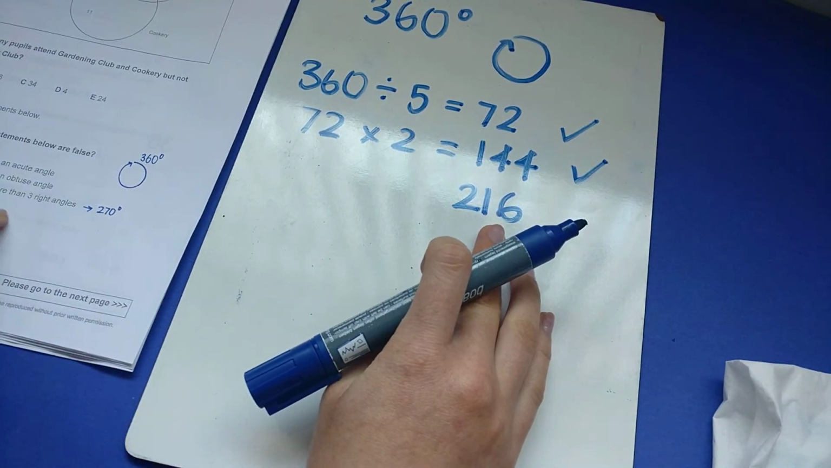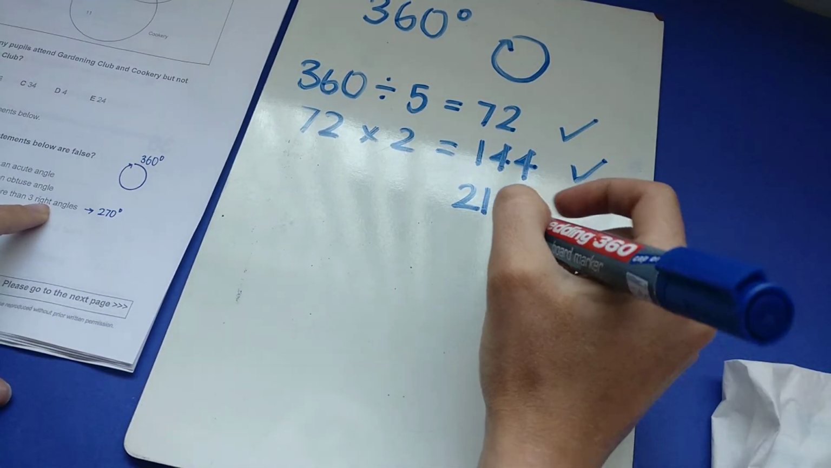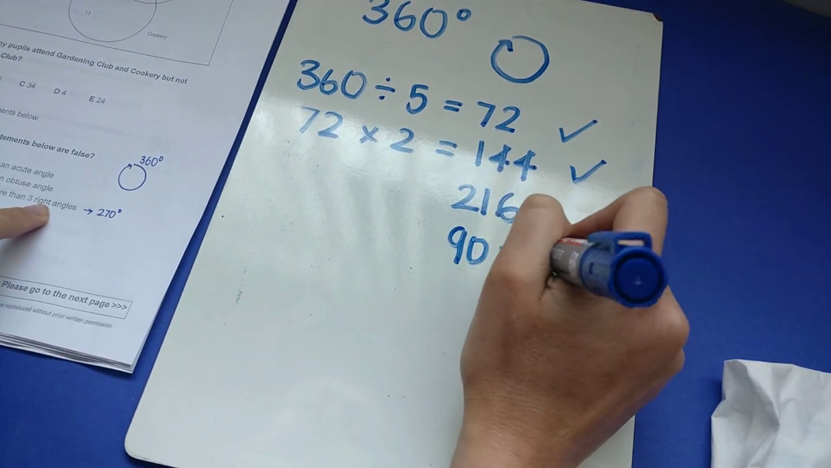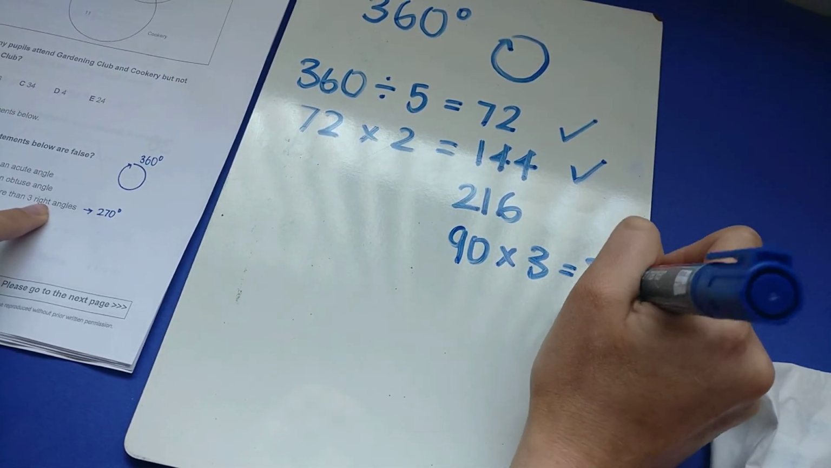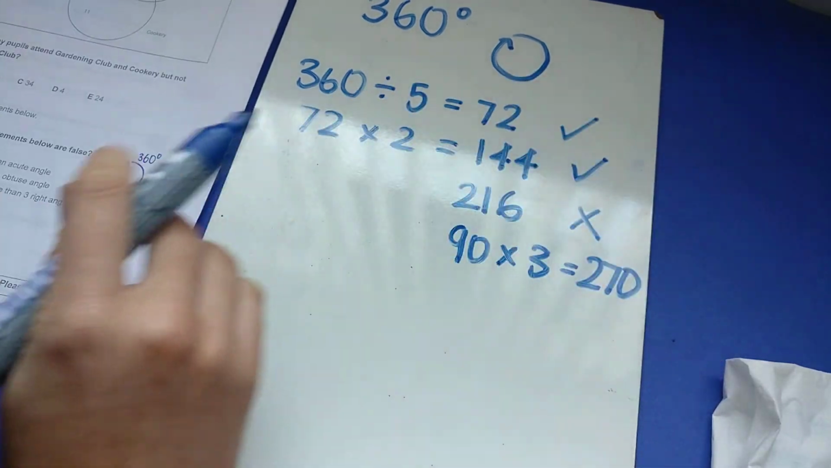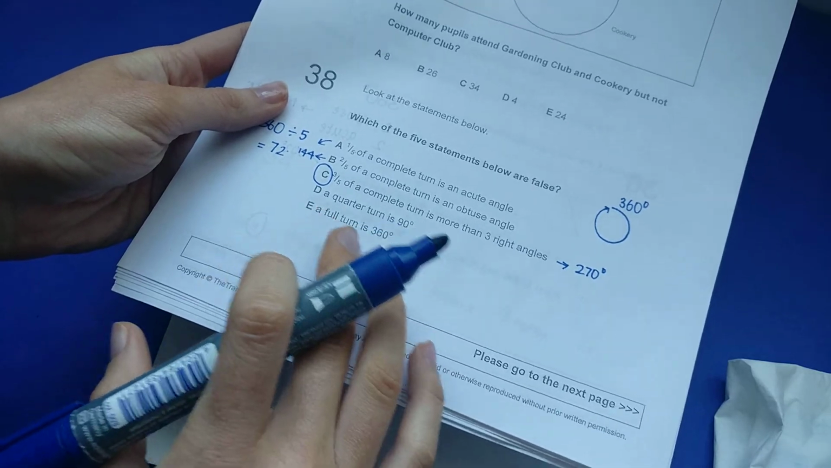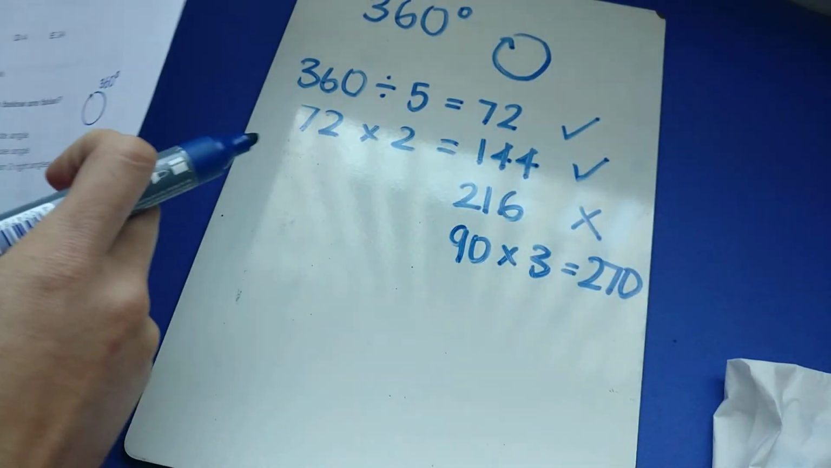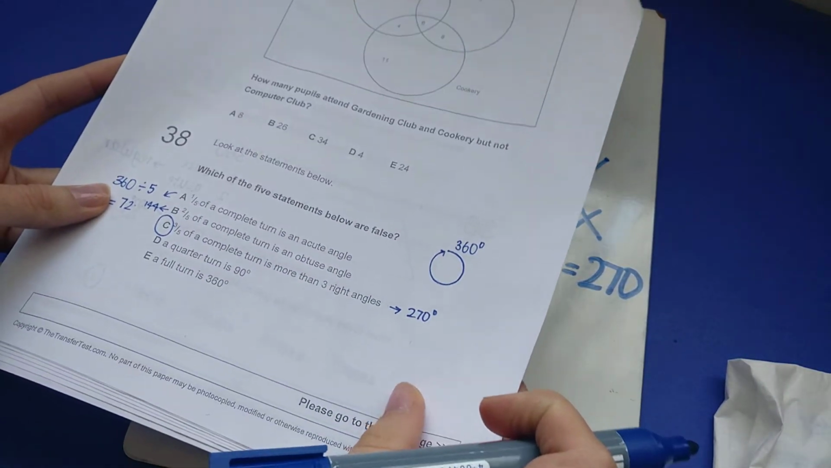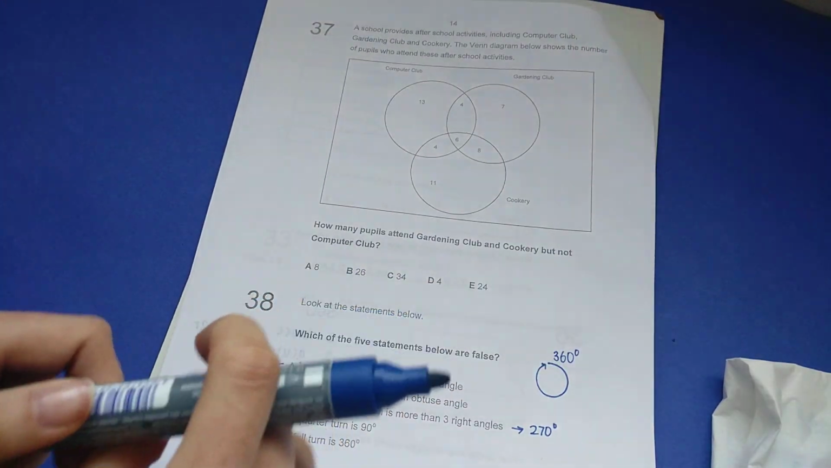Is that going to be more than 3 right angles? 3 right angles is 90 times 3, which is 270. So nope, that's not right. And I'll just check my last 2 statements. A quarter turn is 90 degrees, yes, and a full turn is 360, yes. So that's why the answer has to be C. Okay, so hopefully that has helped you answer some questions in that paper.